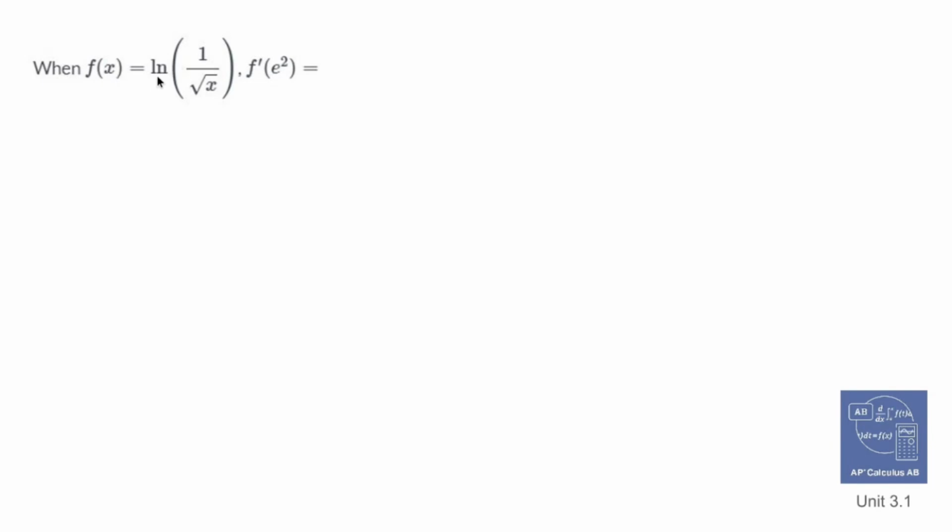When f of x equals ln of 1 over root x, f prime of e squared equals what? Well, this is going to involve chain rule, boys and girls. With chain rule, you're going to have some outside stuff, you're going to have some inside stuff. And the way you handle chain rule is the derivative using the chain rule is going to be the derivative of the outside stuff. Keep the inside stuff exactly the way it is, but then multiply everything by the derivative of the inside stuff, like so. So I'm going to do that, and then when I'm done, plug in e squared, see what happens.